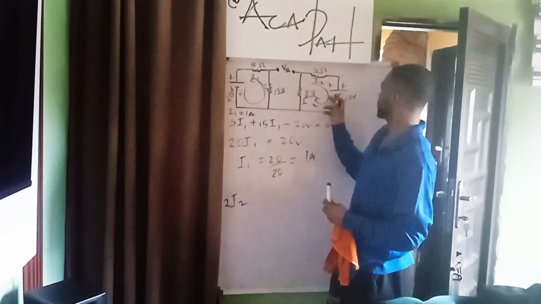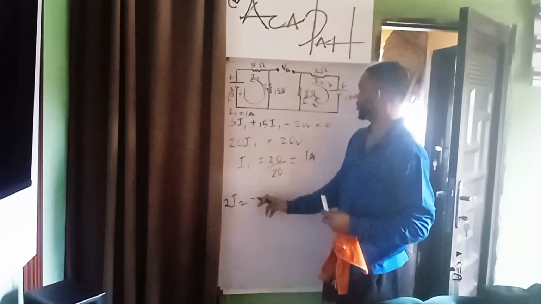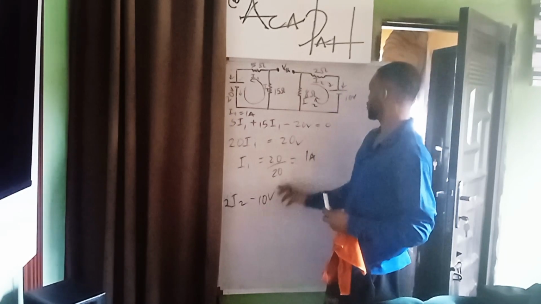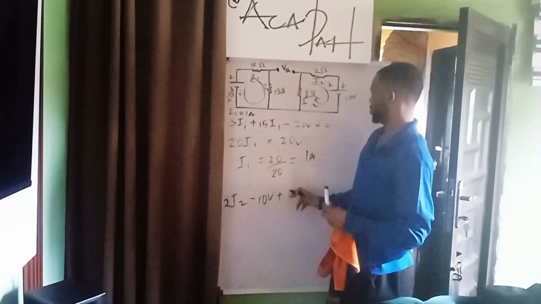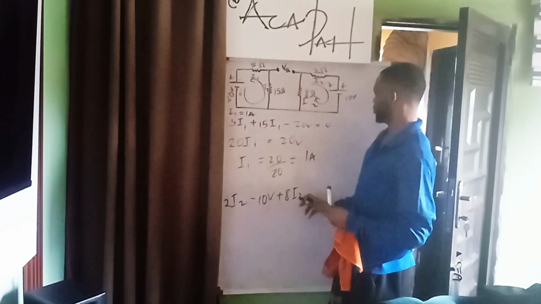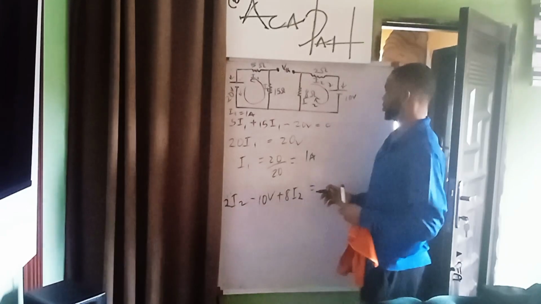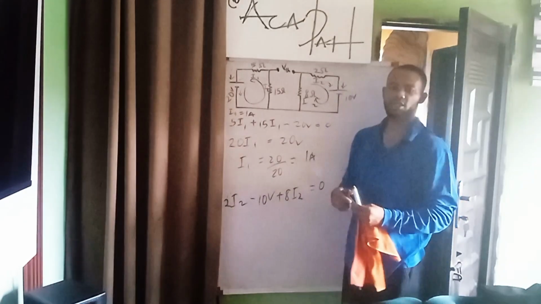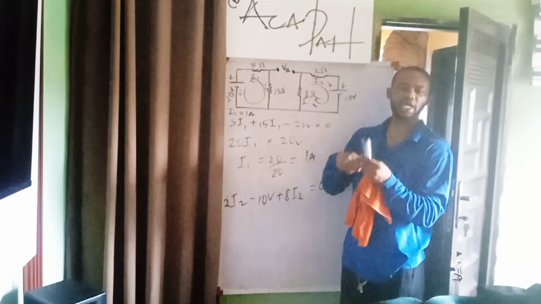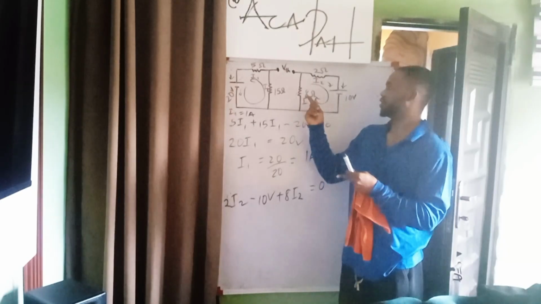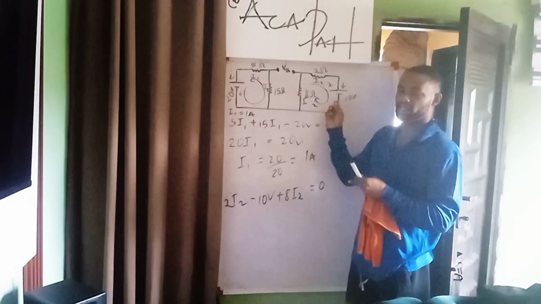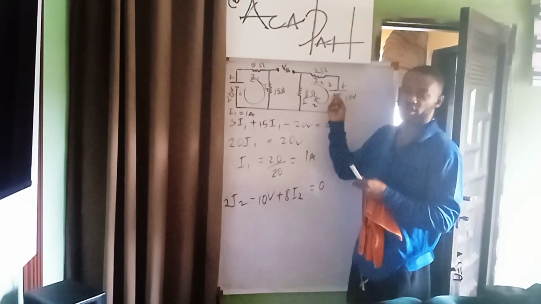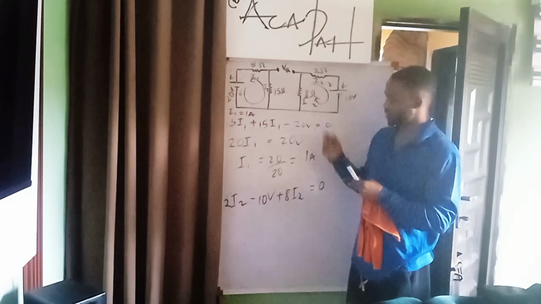Then it's leaving through the negative side, so it's minus 10 volts. Then another current plus 8I2 equals 0. So it's more like summing up all the currents, since they are the same, and subtracting the voltage because it's leaving through the negative terminal. It means negative. I told you when we did Kirchhoff that once current passes through the negative terminal of the battery, there is negative voltage.